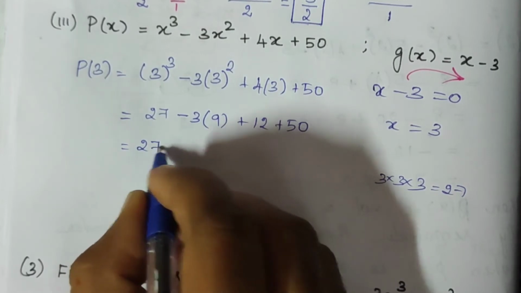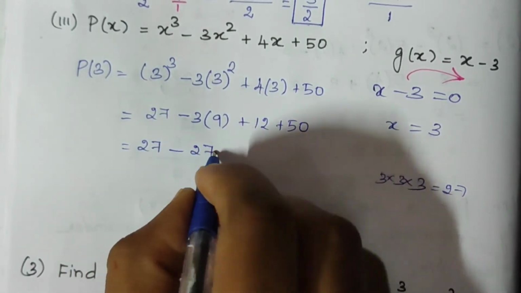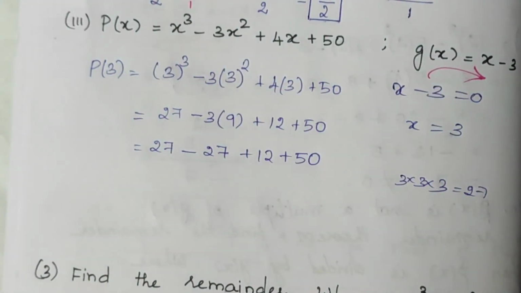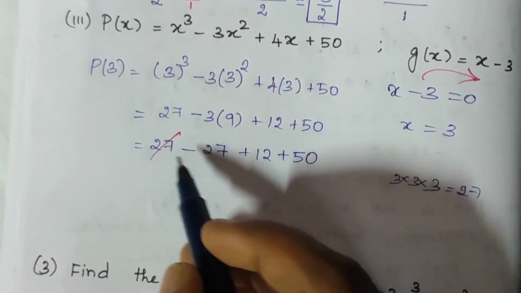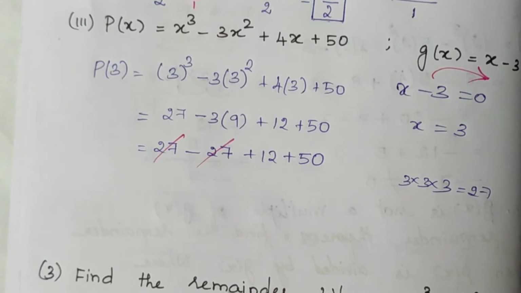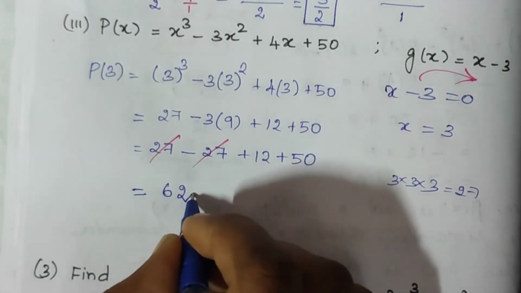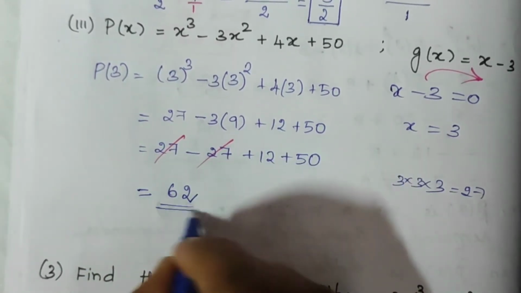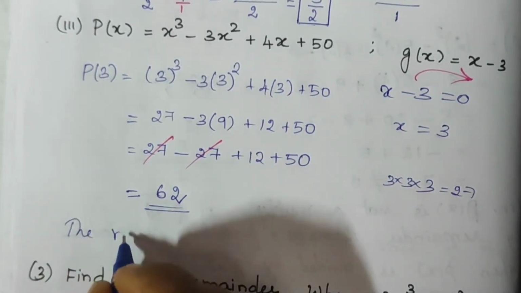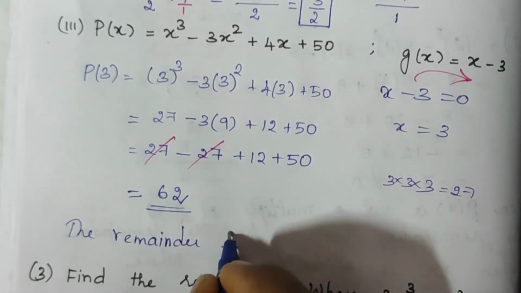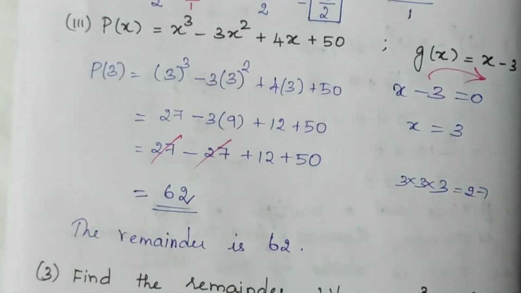So 27, 9 3s are 27, minus 27 plus 12 plus 50. So plus 27 minus 27 will get cancelled. So 12 plus 50 is 62. You are asked to find the remainder. Therefore, the remainder is 62.